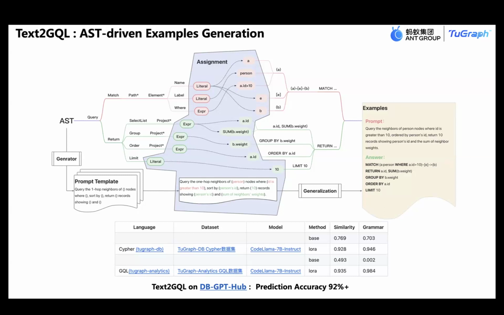Using this method, we fine-tune the language model and get 92% prediction accuracy. You can download the dataset and the model in the DB-GPT Hub repository.